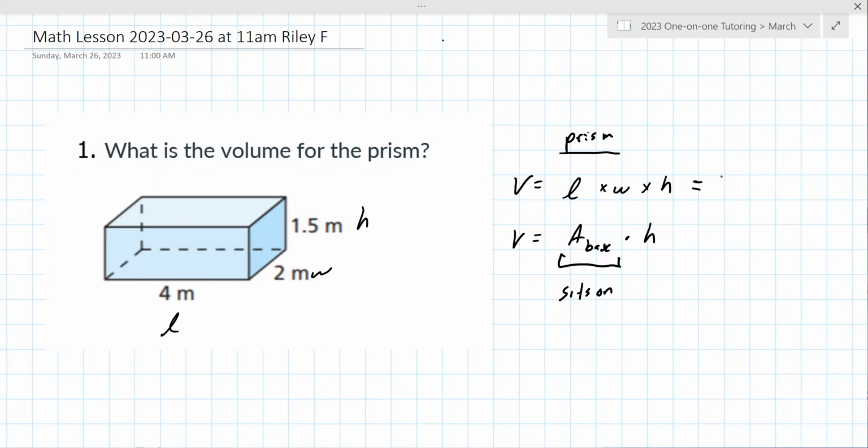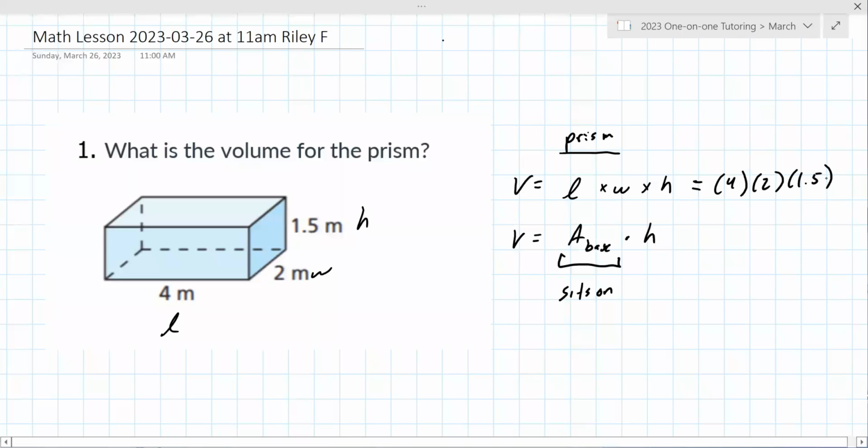I'm going to use the first here. It's 4 times 2 times 1.5. If you got that calculator handy, go ahead and calculate that for us, please. Okay, I got 12. 12, perfect.